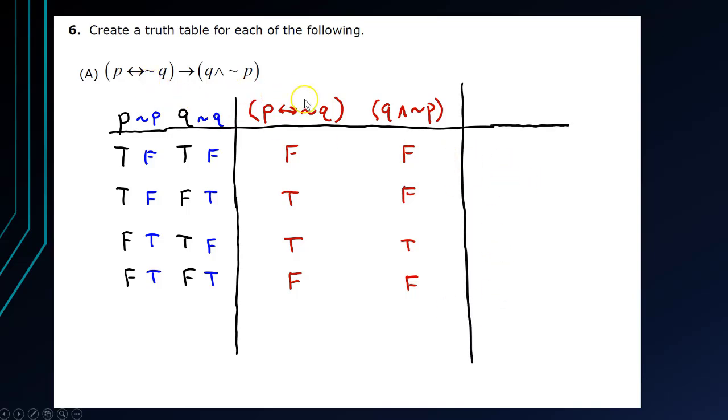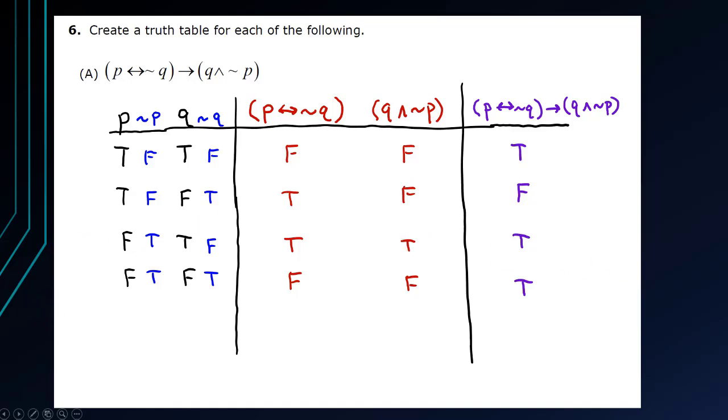And so now since I have these two components, I want to do the entire thing. I have this part, I have this part. I just want to do the if-then statement, the conditional statement. For a conditional to be true, either both of these have to be true, or this first instance has to be false. So really, the only time this is going to be false is if this is true and this is false. So in the second instance, this will be false, and for all the others, it's going to be true. And this would be the truth table for that.